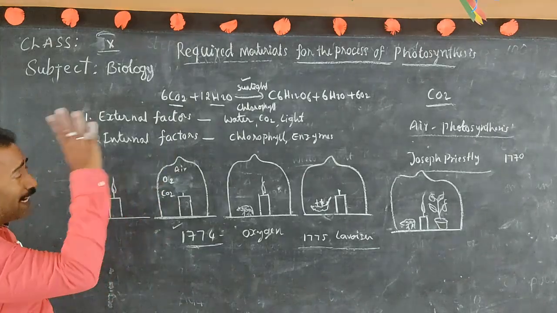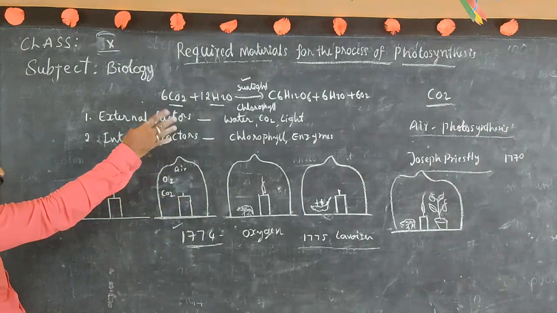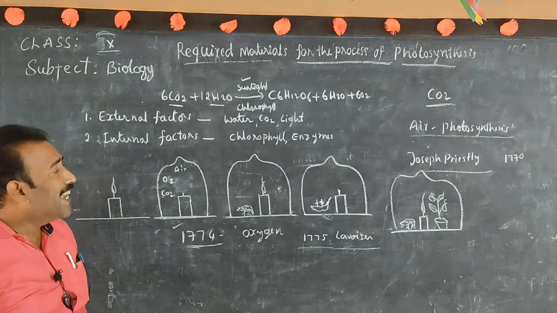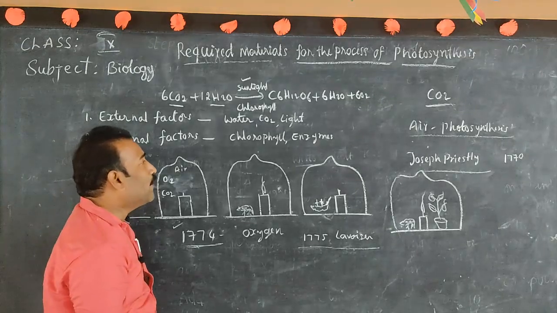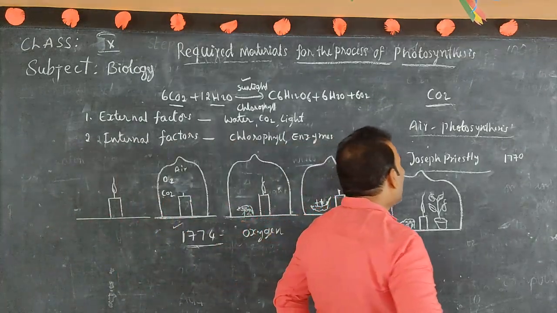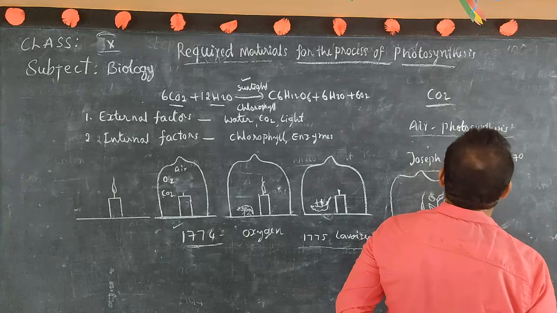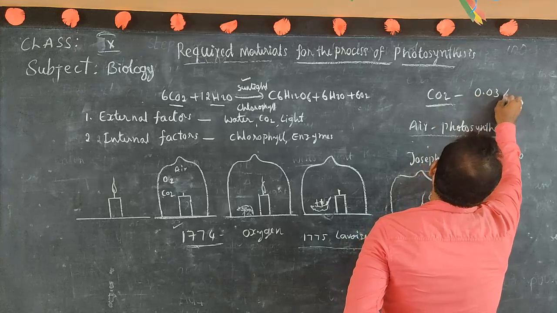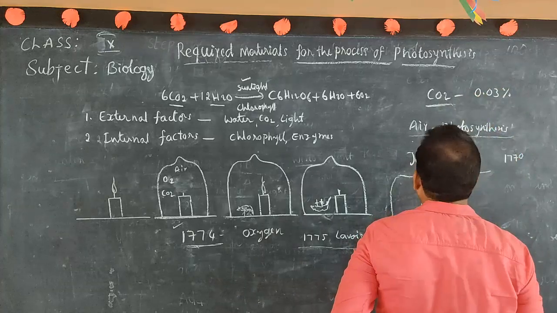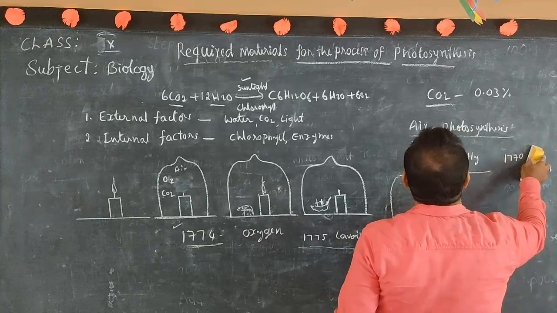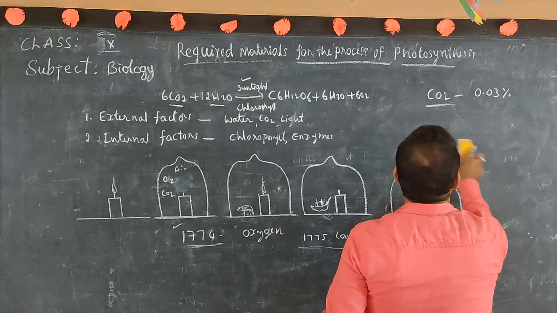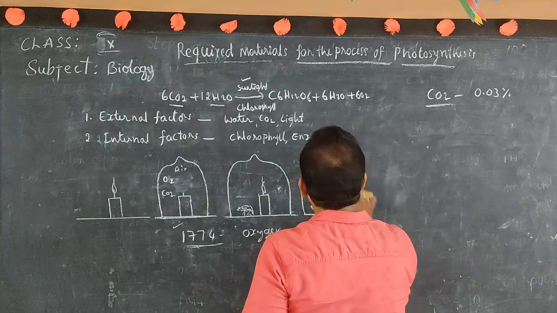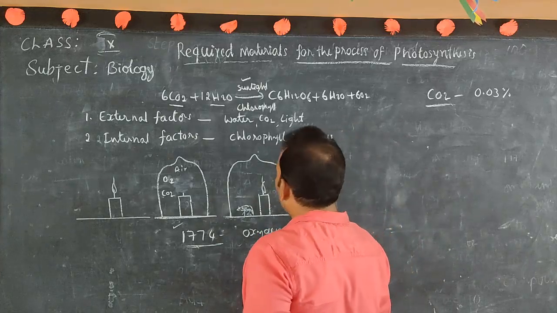In atmospheric air, carbon dioxide is also present. This carbon dioxide is one of the important inorganic raw materials required by the plant body. Plants require carbon dioxide for photosynthesis. It constitutes about 0.03% in the atmosphere. What is the percentage of carbon dioxide in the atmosphere? 0.03%. How does this carbon dioxide enter into the plant body?